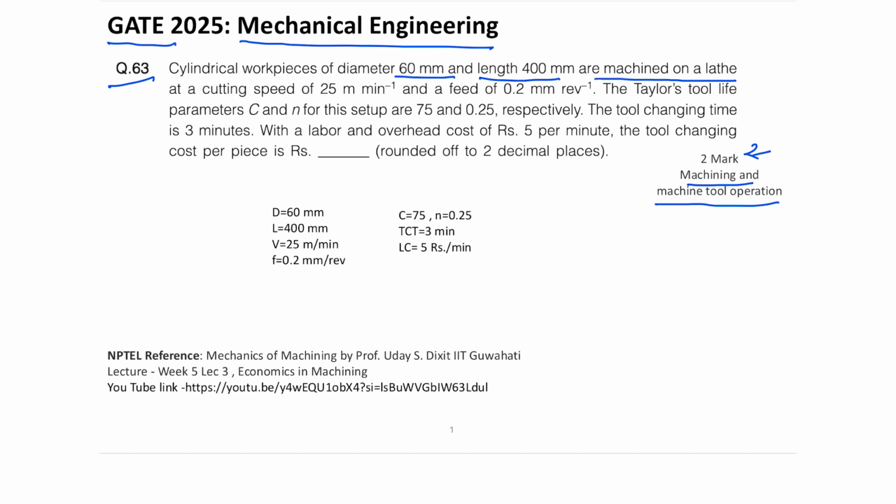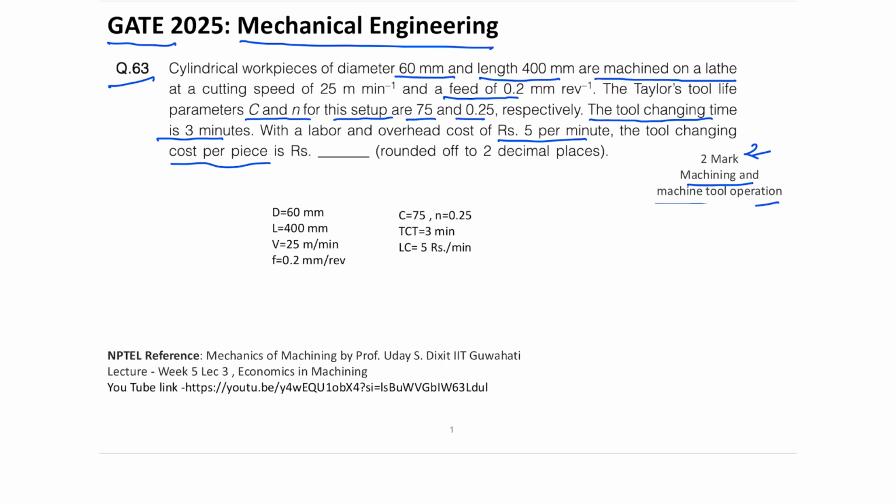lathe at a cutting speed of 25 and at a feed rate of 0.2 mm per revolution. The Taylor tool life parameters C and N for this setup are 75 and 0.25 respectively. The tool changing time is 3 minutes, with the labor and overhead cost of Rs 5 per minute. The tool changing cost per piece is... So we have to find the tool changing cost per piece.